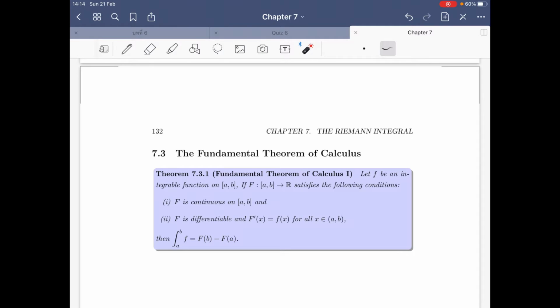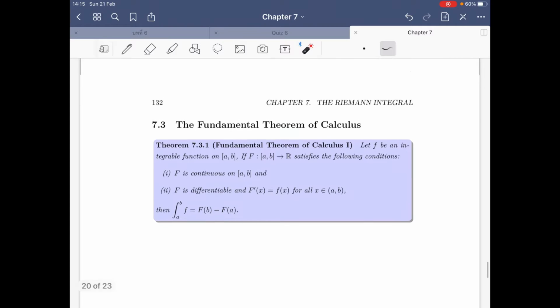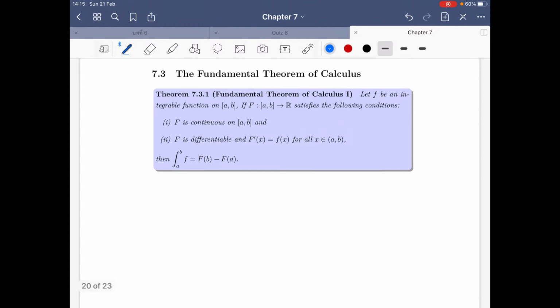So this will help you calculate the Riemann integration of a function small f. Instead of going through all the partitions and all that kind of thing, we are just finding a capital F whose derivative equals this small f. Then this integration can be evaluated by the difference, which is a difference of only numbers. So let us prove this theorem.